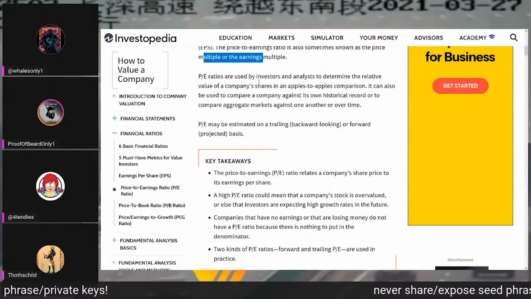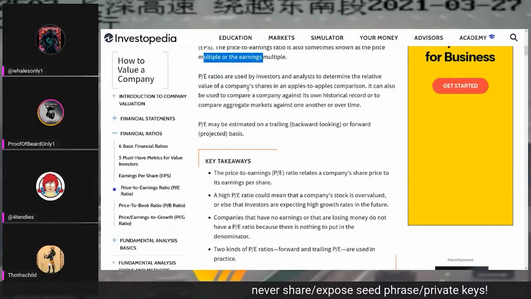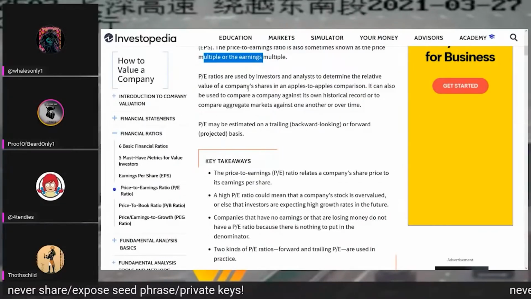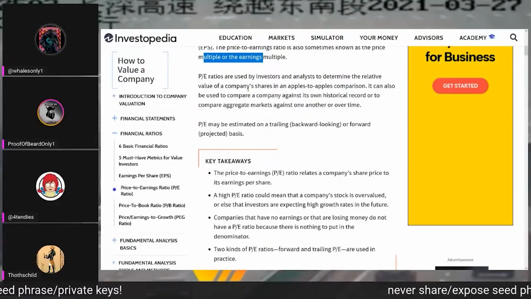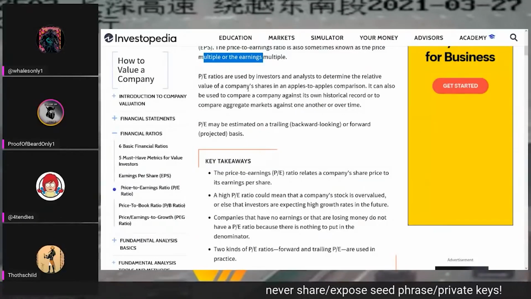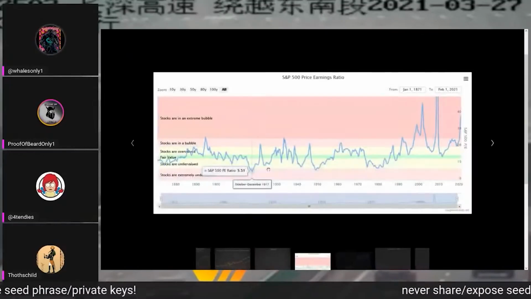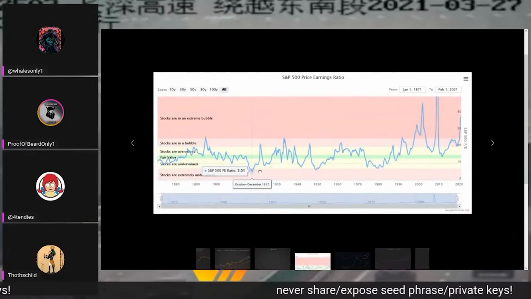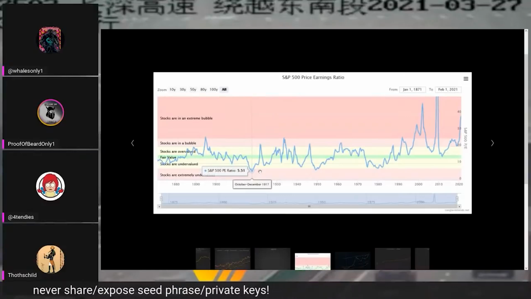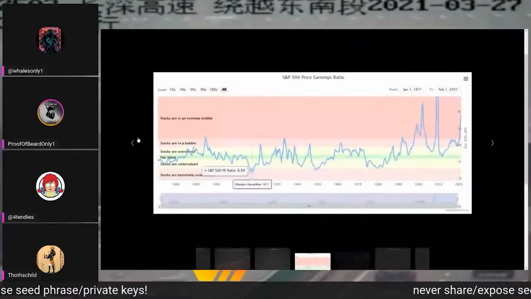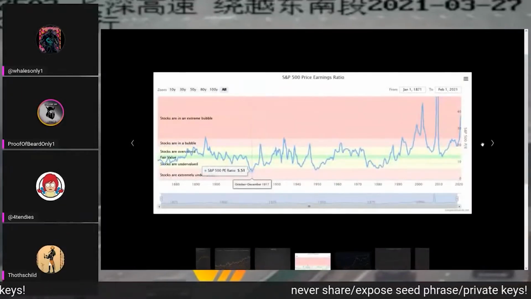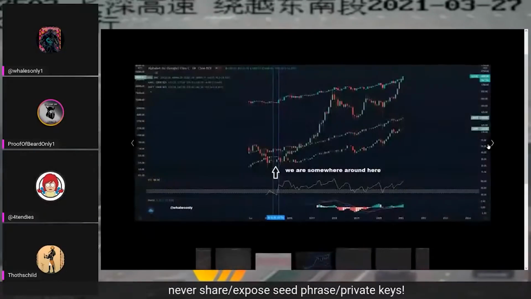Price to earnings ratios are used by investors and analysts to determine the relative value of a company's shares in an apples to apples comparison. So what I'm doing as an analyst is helping you understand the true value in HEX by helping you see how cheap it is: 17 versus the all-time low of 5.51 for the S&P 500 price to earnings ratio. I mean, 17, 551. Yep. Crazy.